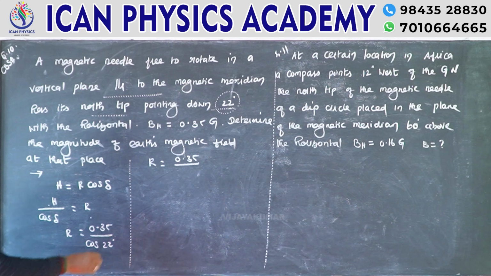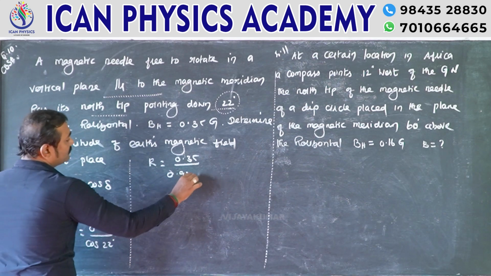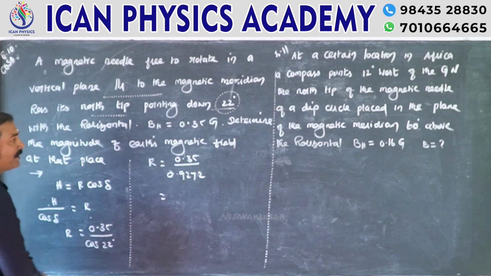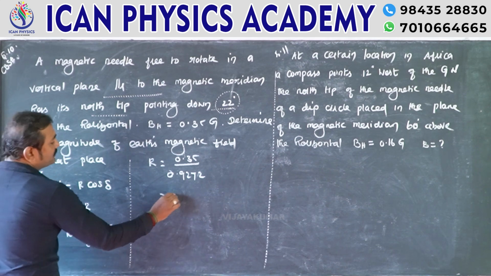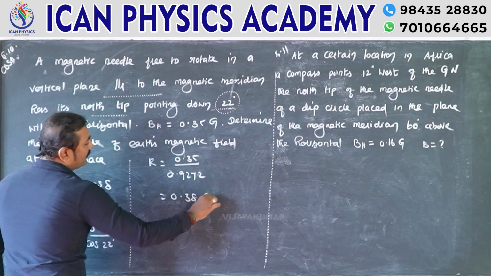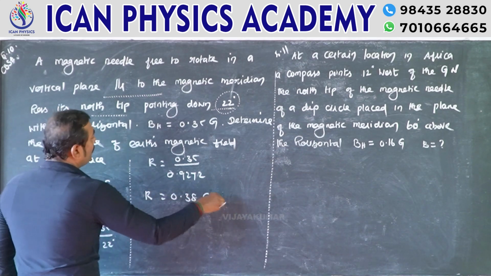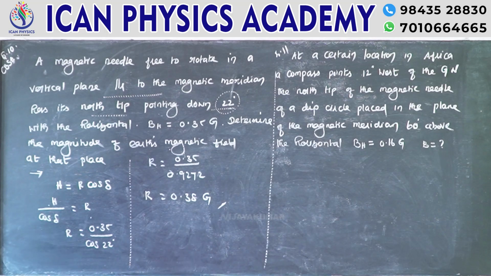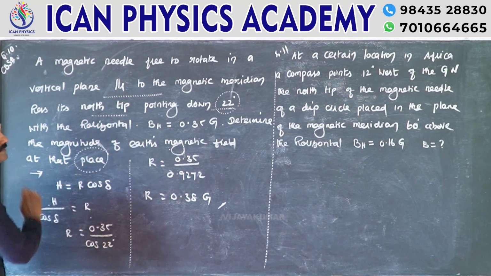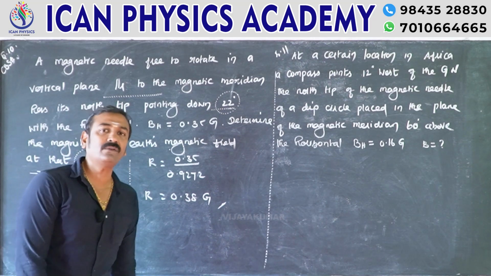That is 0.9272. So when you are multiplying and dividing, then we can get 0.38 Gauss. That is the Earth's magnetic field at that place. Okay. Do you get it now? Do you have any doubts?